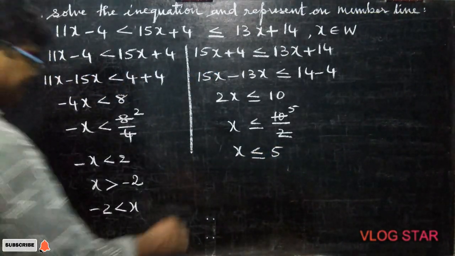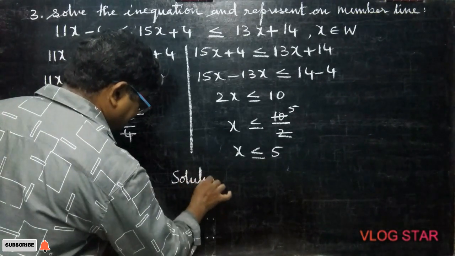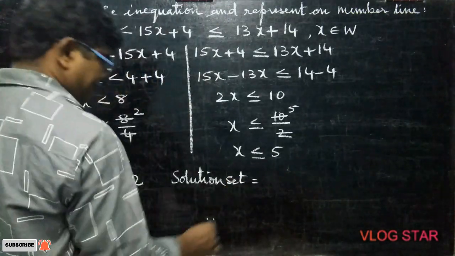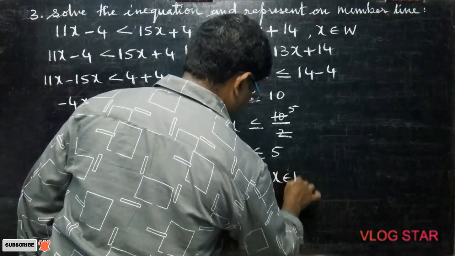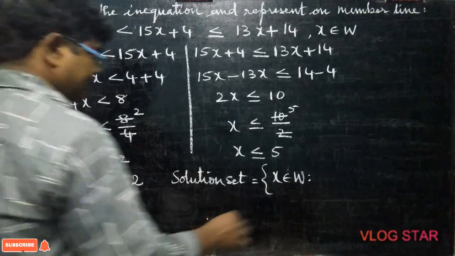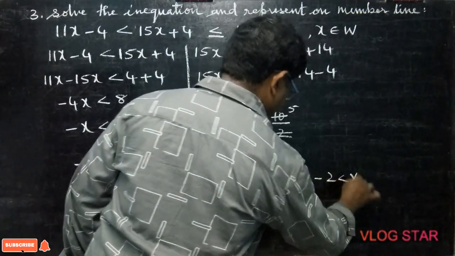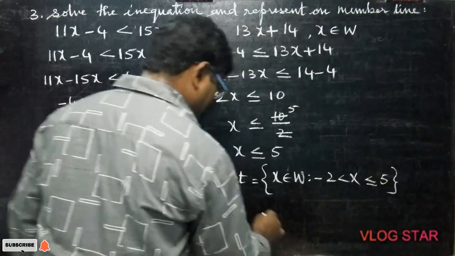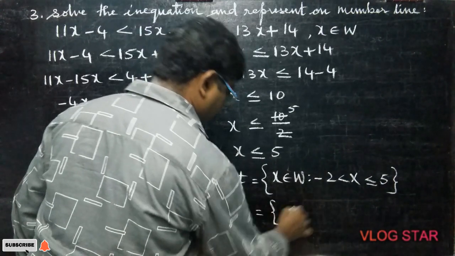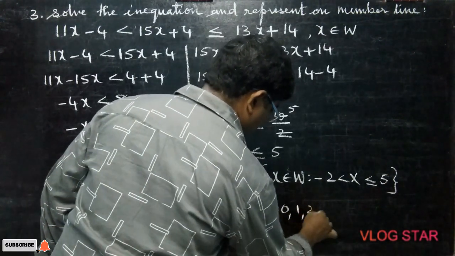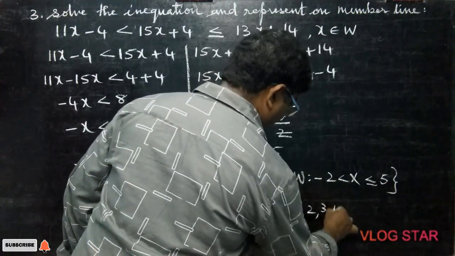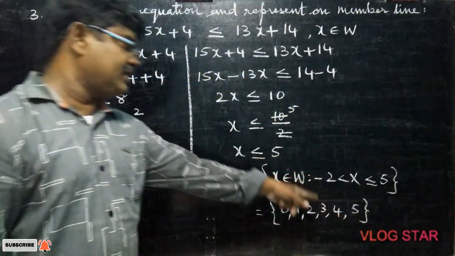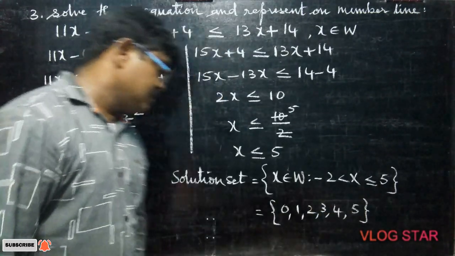Now write the solution set. Solution set is equal to x belongs to whole numbers, where minus 2 less than x less than or equal to 5. Whole number starts from where? 0 onwards. So 0, 1, 2, 3, 4 and 5 also will be included. Why? Less than or equal to. If it is less than 5, up to 4 only we have. You have to see this one also carefully.